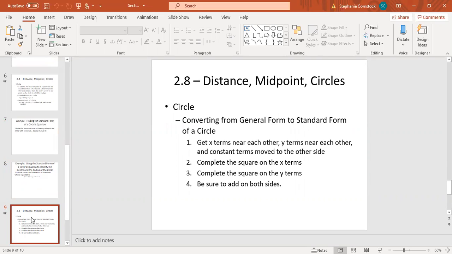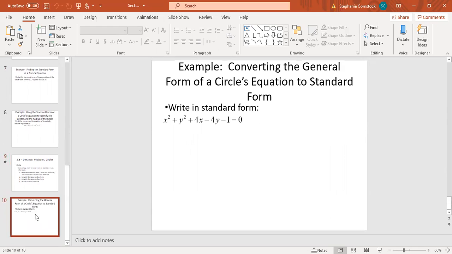Now, the complete the square process was covered in section 1.5, so if you need to, go back and check out that video. We're going to complete the square on the X's. We're also going to complete the square on the Y's. And we've got to make sure that when we do that tack on, similar to how we did it when we worked with quadratics, we do that on both sides. So I'm going to go ahead and get our equation written down over here on our board.